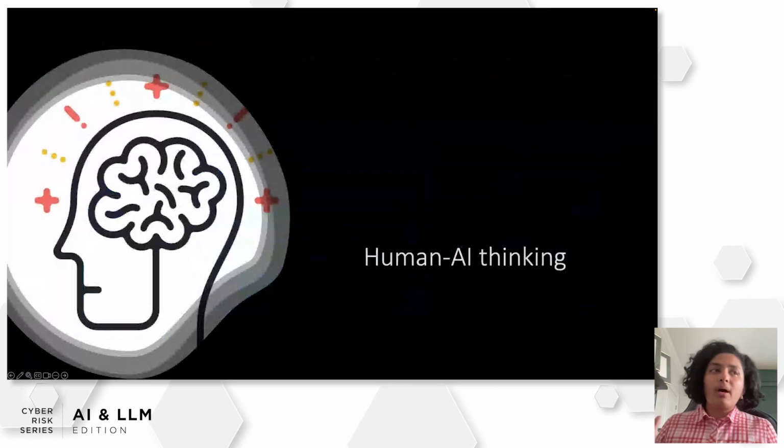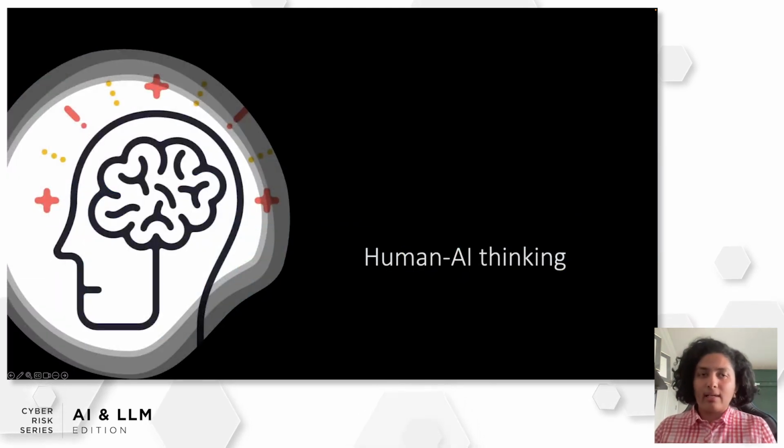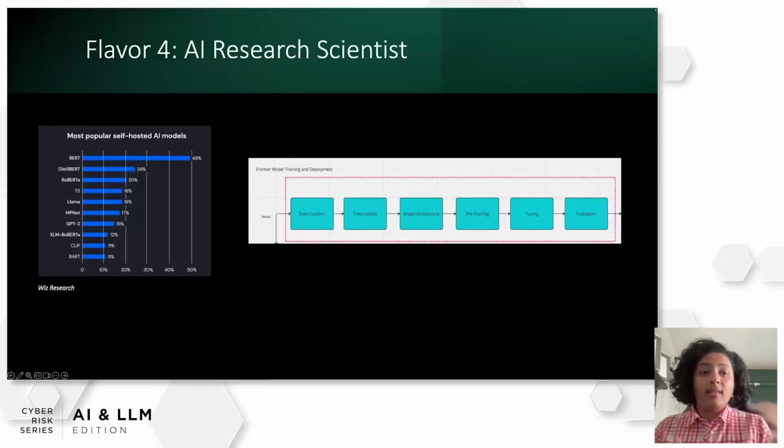So far, we've thought about systems thinking, but now let's think a little bit more about the human AI thinking, especially when it comes to generative AI applications. You as a human, you're constantly interacting with the AI component or the algorithm and the model itself. Now let's think about the component. So the research shows that a lot of open source models are very popular now, and the most popular self-hosted models are BERT, DistilBERT, it goes on.